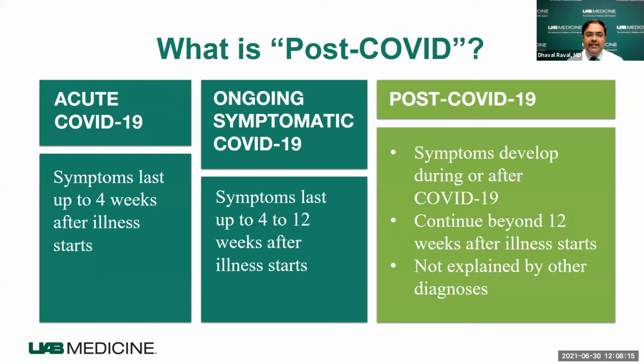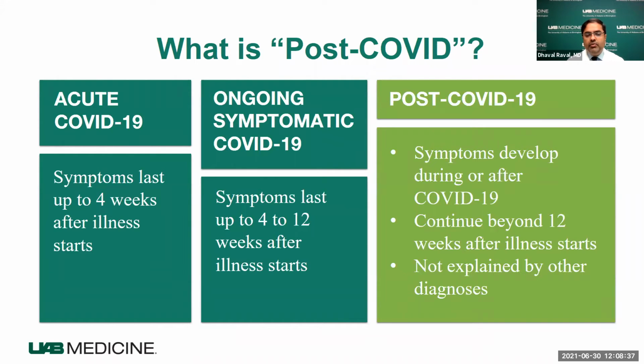The acute illness lasts from the onset of the disease to up to 4 weeks. If they have ongoing symptoms beyond 4 weeks, up to 12 weeks, we call them ongoing symptomatic COVID-19, still not in the post-COVID phase. But beyond 3 months or 12 weeks is where it's defined as the post-COVID symptoms.